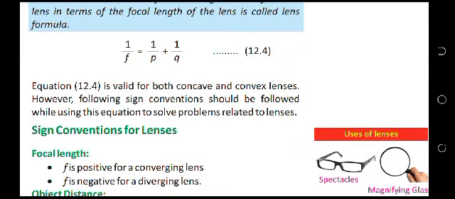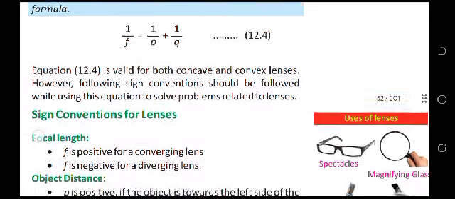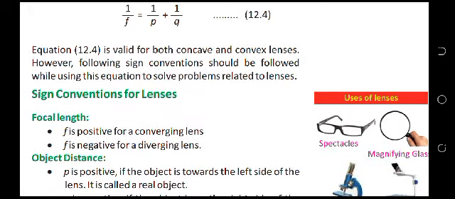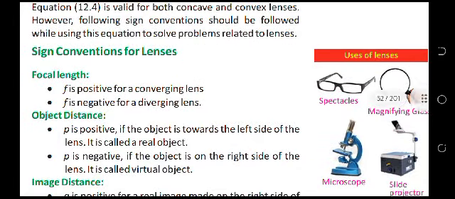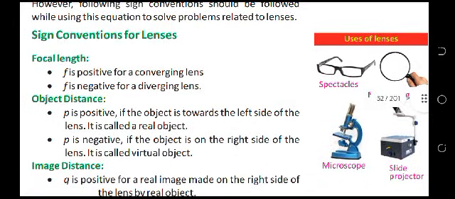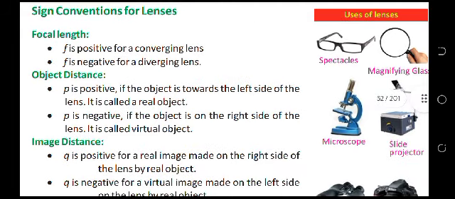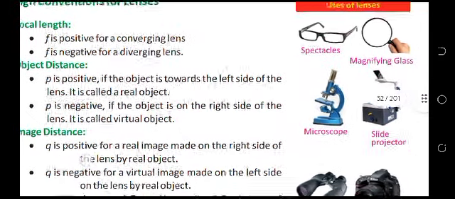Equation 12.4 is valid for both concave and convex lenses. However, the following sign conventions should be followed while using this equation to solve problems related to lenses. Sign convention for lenses: focal length f is positive for a converging lens, f is negative for a diverging lens. Object distance p is positive if the object is towards the left side of the lens. It is called a real object. p is negative if the object is on the right side of the lens. It is called a virtual object.